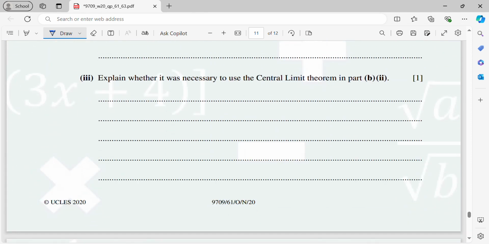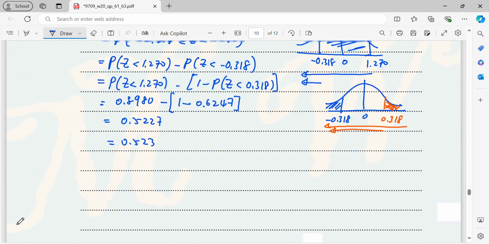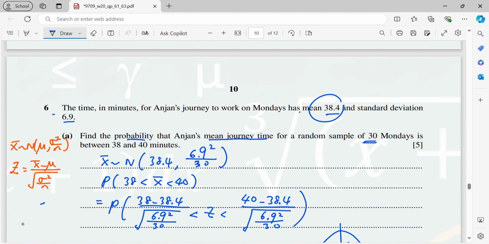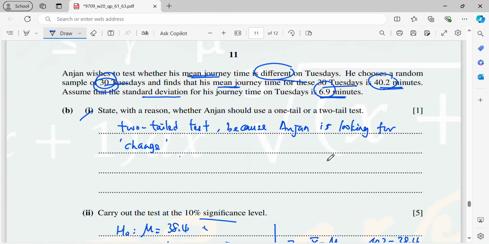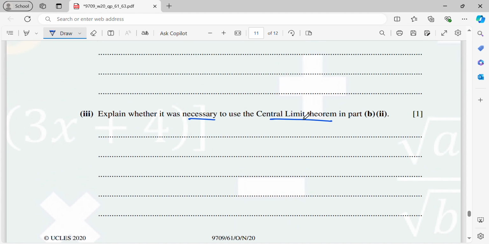Now part 3, explain whether it was necessary to use the central limit theorem in B part 2. Okay, so as I've mentioned just now, when you look at the question, you are given the mean and standard deviation, and you are not given the distribution. So from here, that means we have to refer to the sample size. As long as the sample size is at least 30, then we are going to use normal distribution due to the central limit theorem.